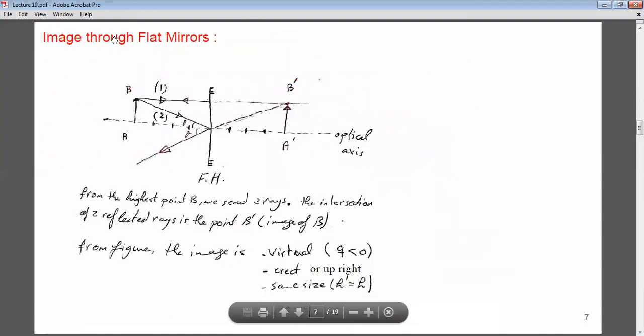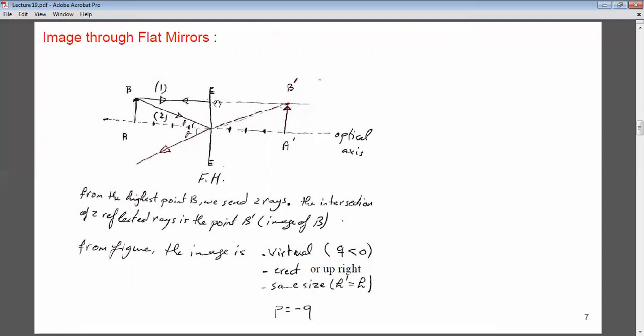Now, image through flat mirrors. Let's assume I have an object AB, and I want to find its image with respect to a flat mirror. What we do is that we send two rays from point B. One is with angle 0, and we know that it will be reflected with an angle 0. So this is ray 1, and the red one is the reflection. And we send another one making an angle theta that will be reflected with an angle theta.